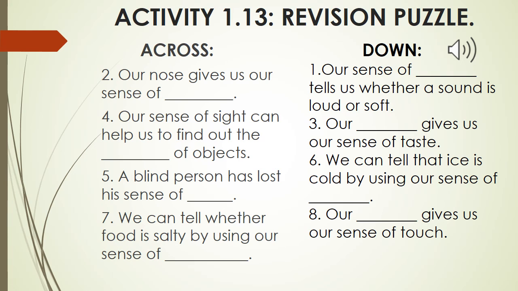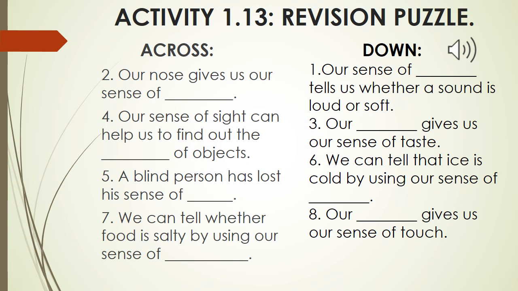Now moving toward the clues of down, which you have to write vertically. Clue number 1 is: our sense of dash tells us whether a sound is loud or soft. Now what tells us about the sounds, about the pitch of the sounds? Obviously, of hearing. Clue number 3 is: our dash gives us our sense of taste. What organ gives us the sense of taste? Our tongues, right? Clue number 6 is: we can tell that ice is cold by using our sense of.